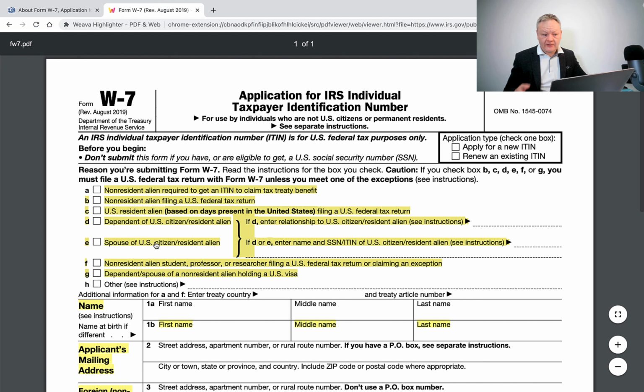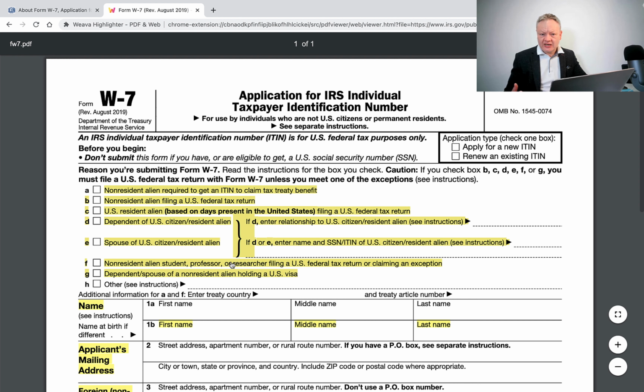Second part, non-resident alien filing a US federal tax return. Again, similar kind of thing. Where the first part is a tax treaty, whether you're getting to say, I don't want you to withhold any taxes from me. The second part is where you actually need to fill in a 1040 tax return to the IRS. Third part is US resident alien. So this is someone, again, that is an alien, so a foreigner, but living in the United States.